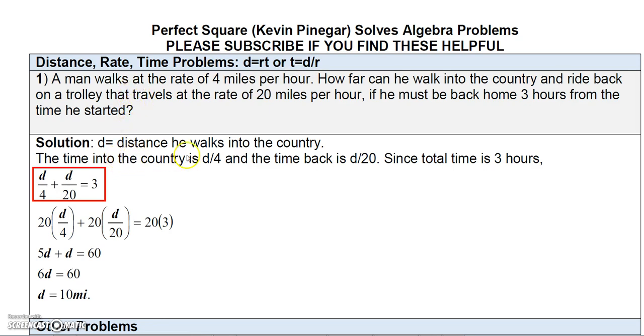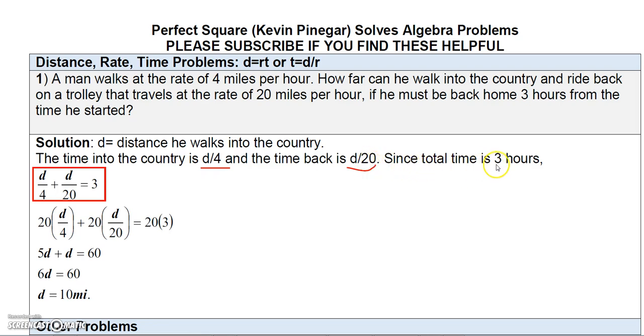Basically the man is going to walk one way and then ride back the other way. So we want the time it takes him to walk. The time it takes him to walk is the distance he walks, which we don't know. That's the unknown. So the distance he walks divided by the rate he walks, which is 4. And then the time it takes him to get back is the distance he travels back divided by the rate he travels back, which is 20.